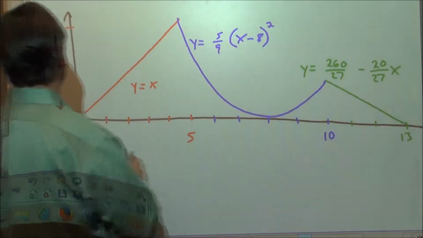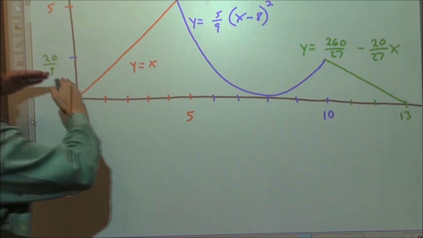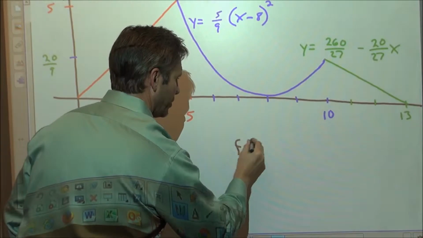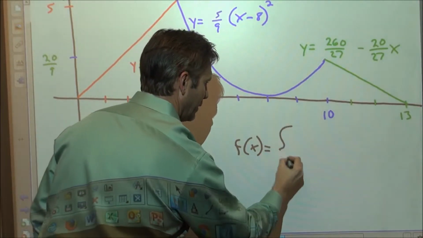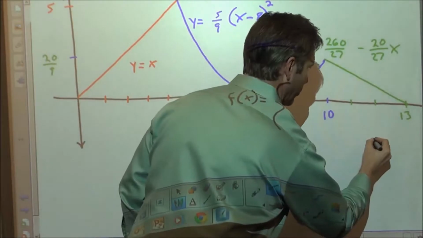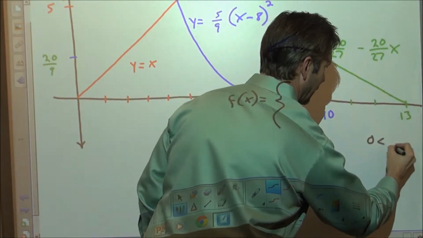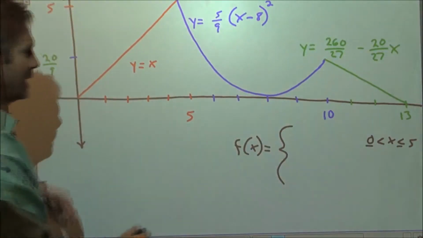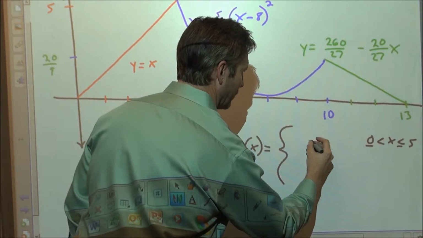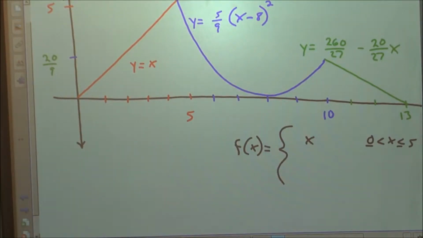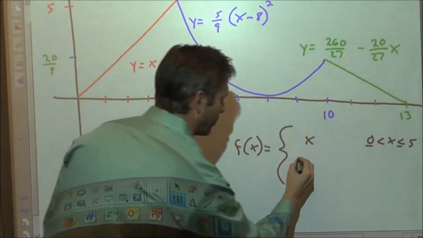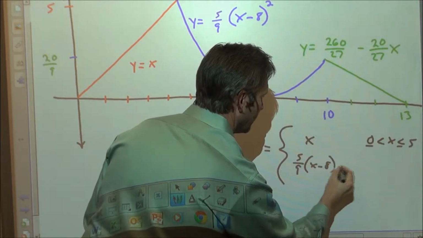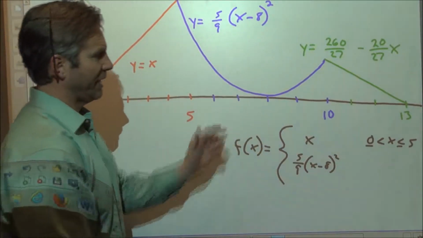So all we have to do is say, all right, then we have a piecewise function that would make this roller coaster, and we would say that this function was f of x. Now the first part of the roller coaster, between 0 and 5, would be the line y equals x. So f of x would just equal x. And then we'd have this parabola for the next part, so it would be 5/9 times (x minus 8) squared, and this would go from 5 to 10.